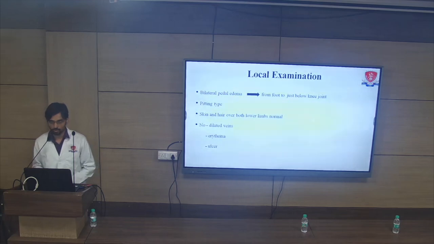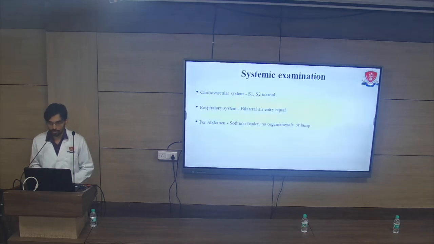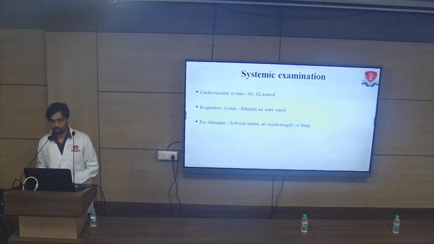Skin and hair over both lower limbs were normal. No dilated veins or erythema or ulcer seen over the leg. On systemic examination, cardiovascular system, respiratory system, and per abdomen examination are within normal limits.